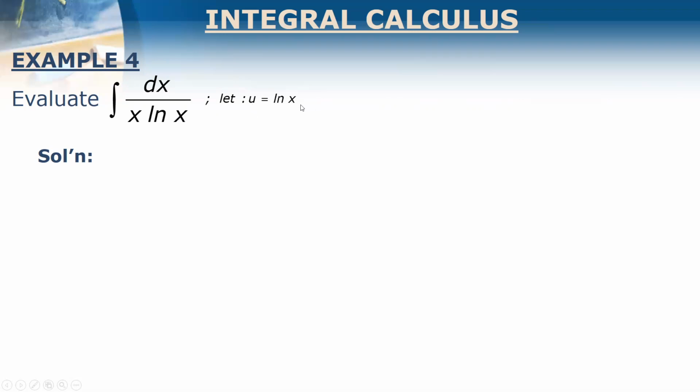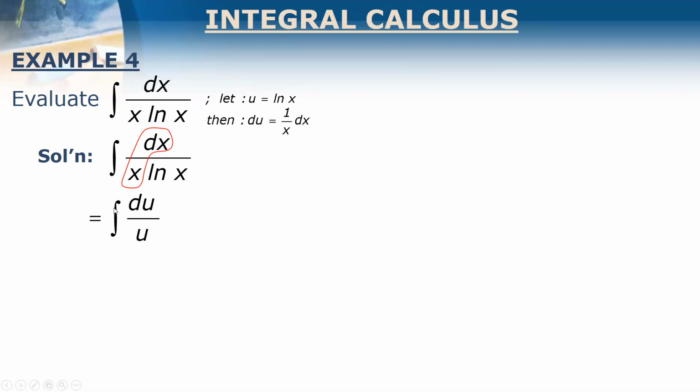So, differentiate: the derivative of ln x is 1 over x times dx. So the result is that dx over x is just du. And ln x is u. So when we replace, dx over x is du, and the ln x is u. So the integral is ln u plus c.